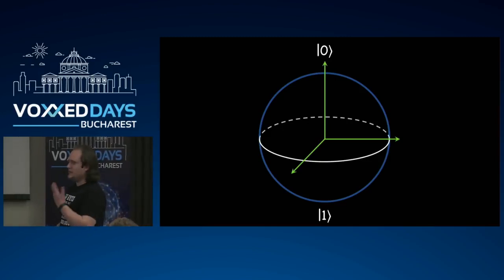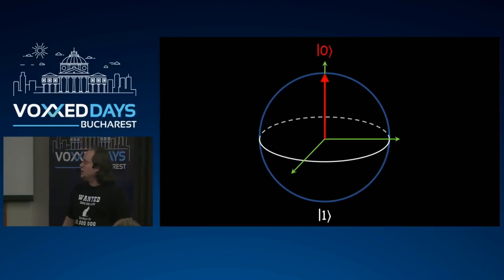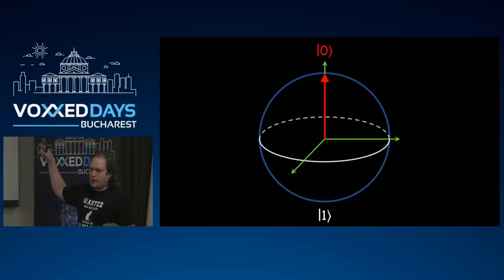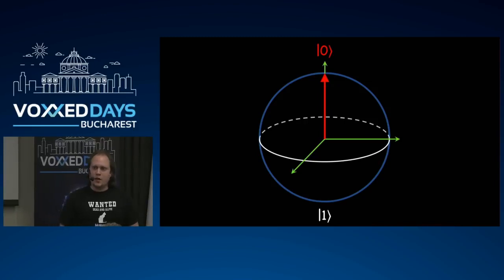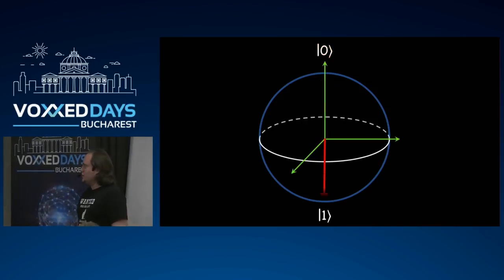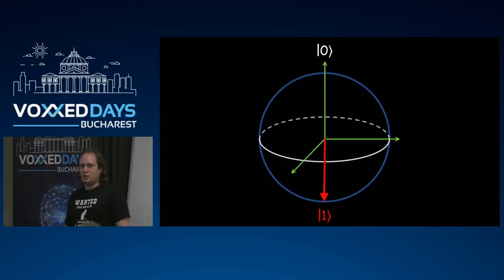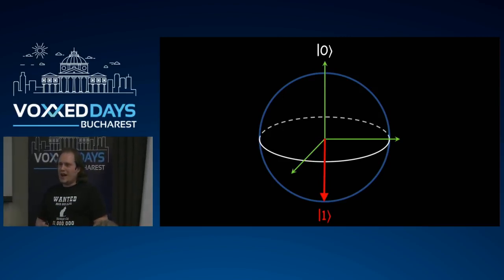So what states can we have in there? Well, first of all, you can have a zero state, which is represented by your vector pointing to the top there. You can have a one state, which is represented by pointing to the bottom. So that's simple enough. But you can also have something that looks like this.